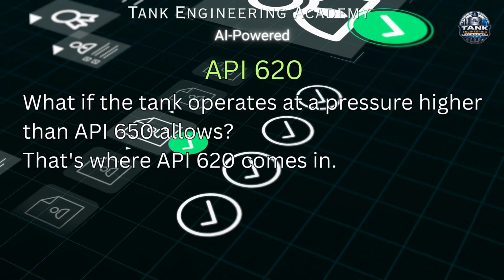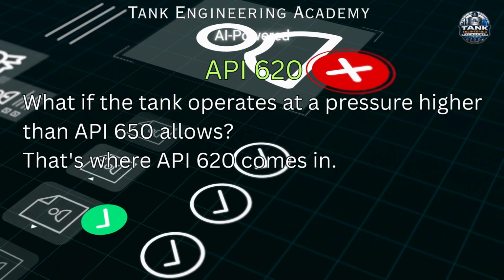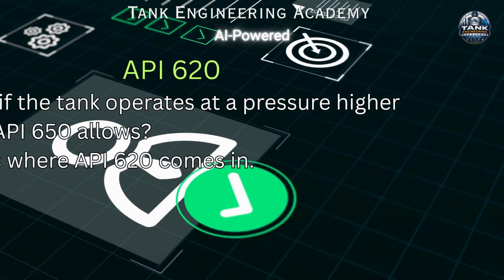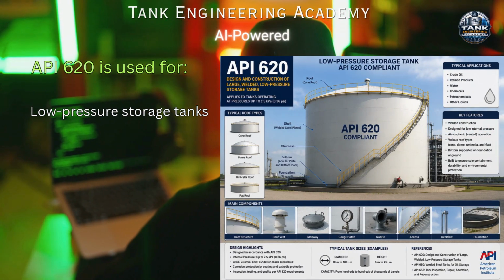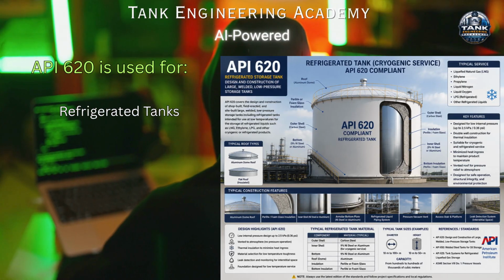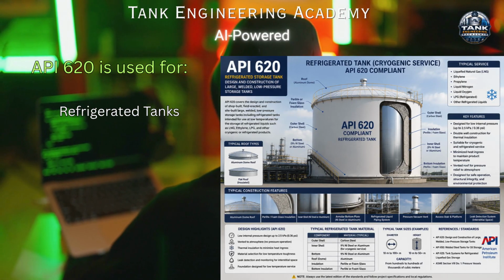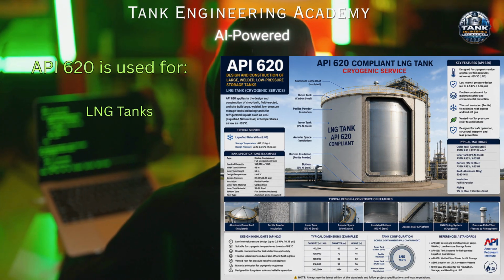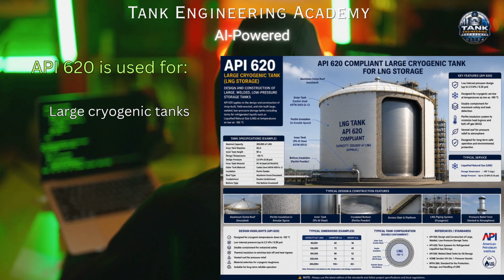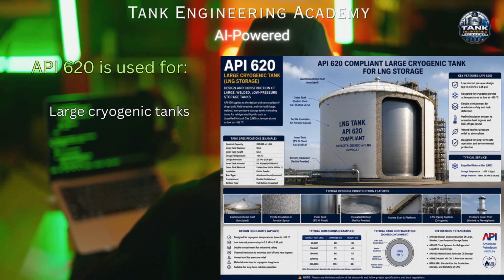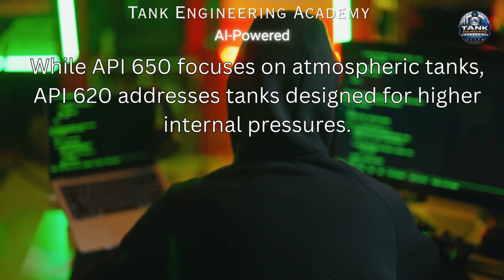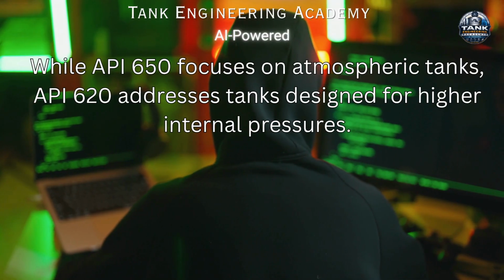API 620. What if the tank operates at a pressure higher than API 650 allows? That's where API 620 comes in. API 620 is used for low-pressure storage tanks, refrigerated tanks, LNG tanks, large cryogenic tanks. While API 650 focuses on atmospheric tanks, API 620 addresses tanks designed for higher internal pressures.